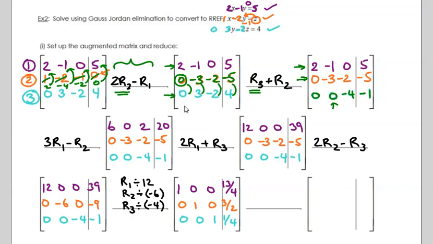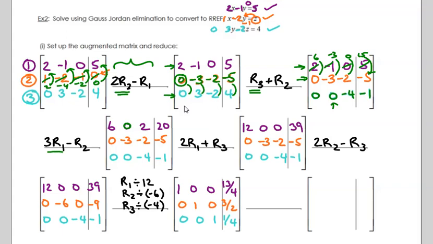Okay, I'm going to continue working, and so I'm going to take row number 1, I'm going to triple it, so that's 6, -3, 0, 15. And then I'm going to subtract row 2. So I'm going to subtract each of these guys. And that'll give me my 0 right here.